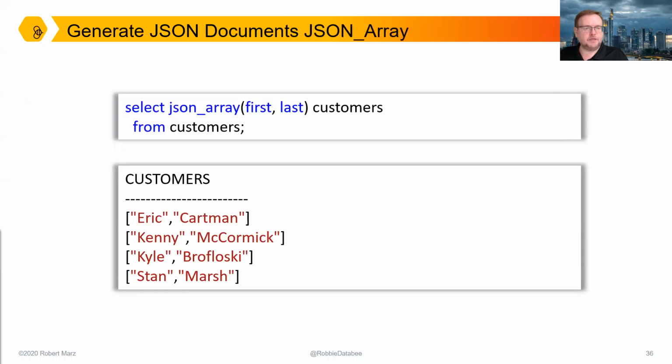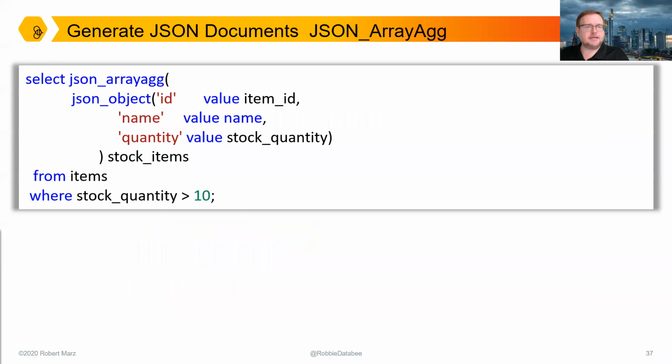JSON array will generate JSON arrays for every row inside my table. And I can say JSON array egg. This is an aggregate function.